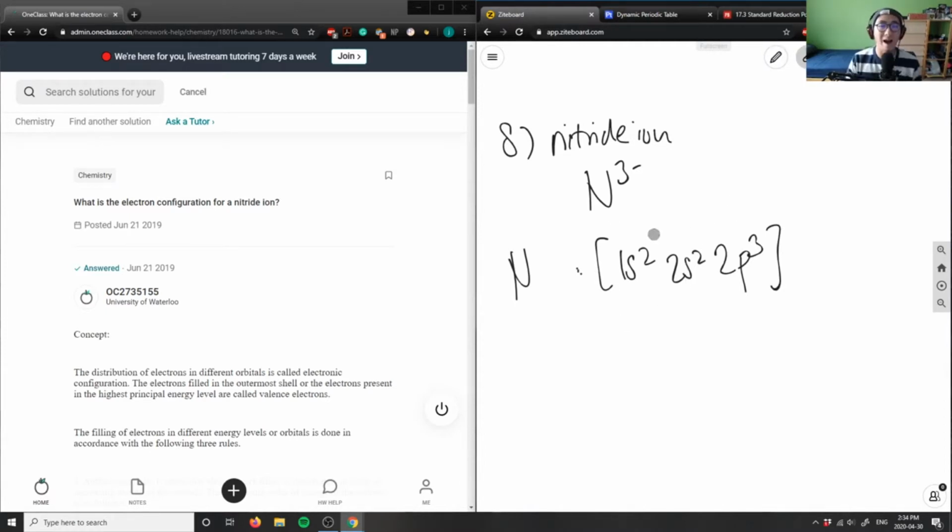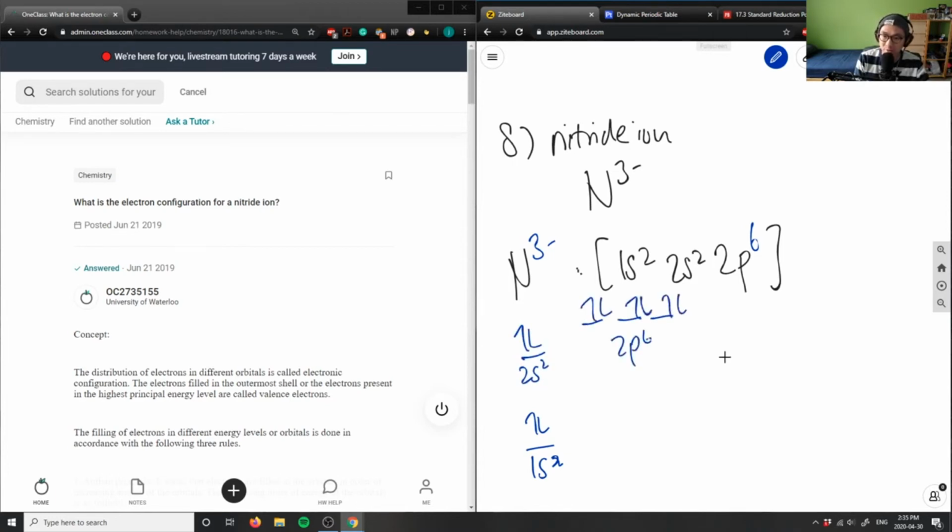If I had a nitride ion, I have N3 minus, which means I'll have 3 more electrons, so this p orbital will be filled to 2p6. So this is for an N3 minus ion. The nitride ion will have a filled 2p6 shell. If I were to draw the energy level diagram for this, I have 1s2, which is the lowest, and then 2s2 would be here, and then 2p6. All of these will be filled with electrons. So this is my energy level diagram plus my electron configuration for my nitride ion.